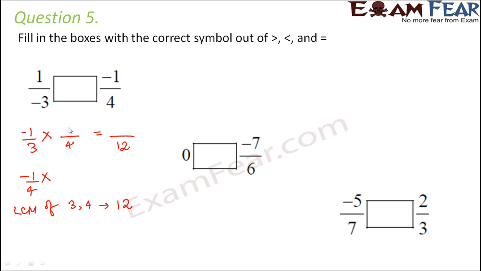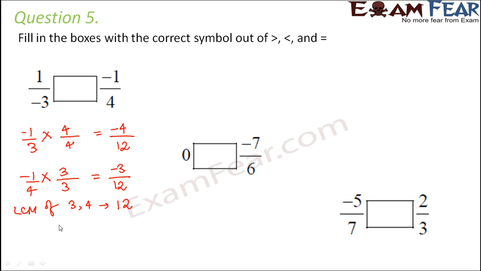So 3 into 4 is 12. So you multiply the numerator also by 4. So you get minus 4 by 12. For the second rational number, minus 1 by 4, again you multiply it by such a number that the denominator of the result is 12. So 4 into 3 is 12. So numerator also you multiply by 3. So you get minus 3 by 12. So 1 by minus 3 is basically minus 4 by 12. Minus 1 by 4 is basically minus 3 by 12.